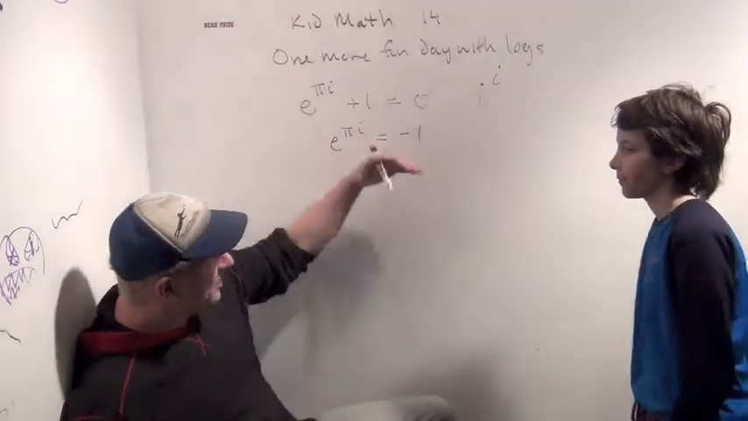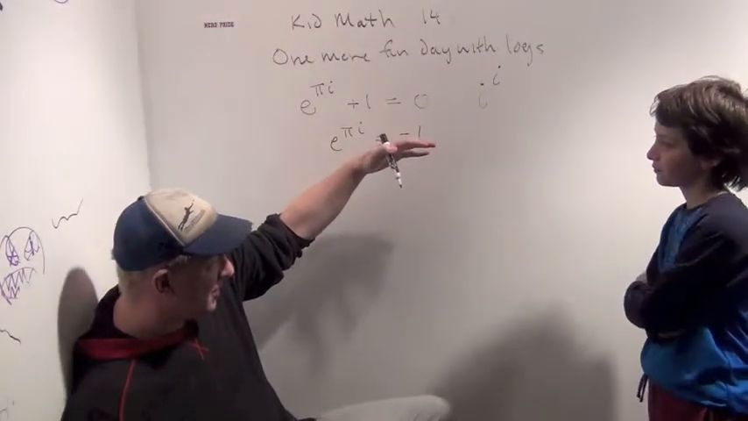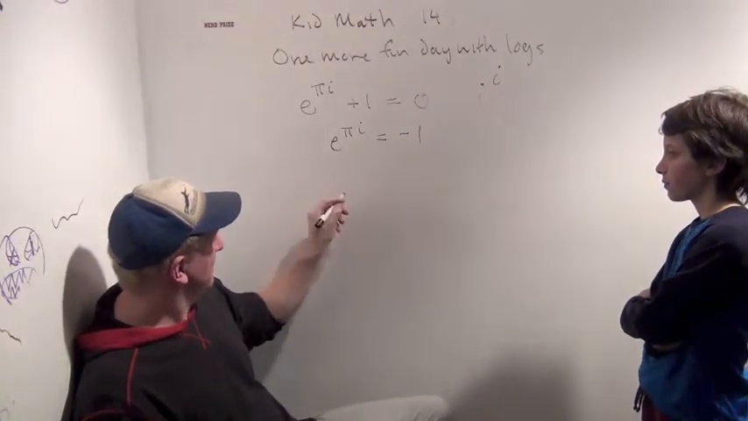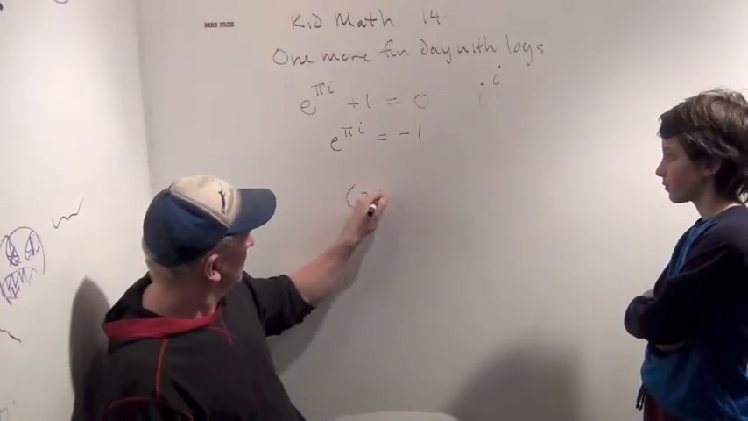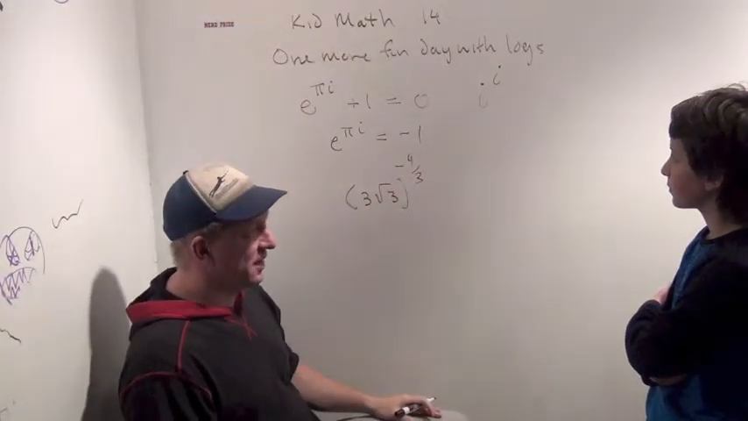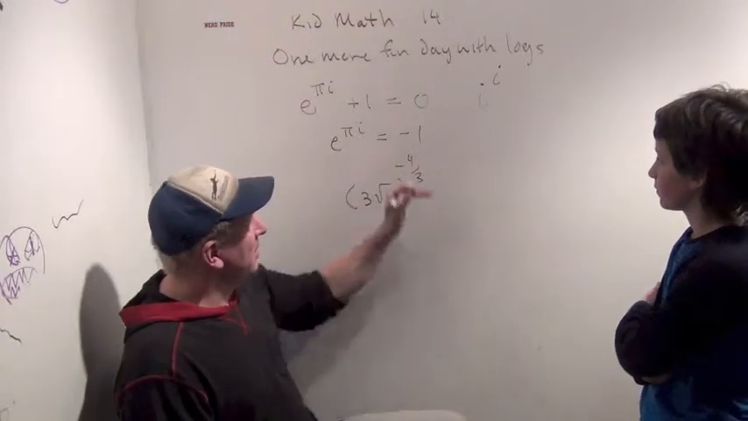Because we've been doing these problems with logs and we had weird powers, right? Like today, in one of the example problems, we had 3 to the minus 4/3 or something. I don't remember exactly. But i to the i.